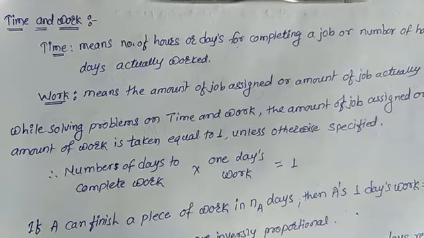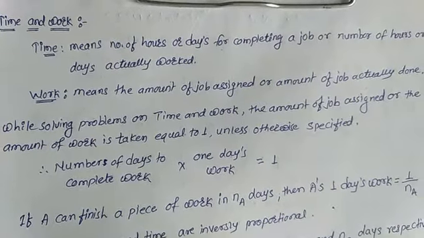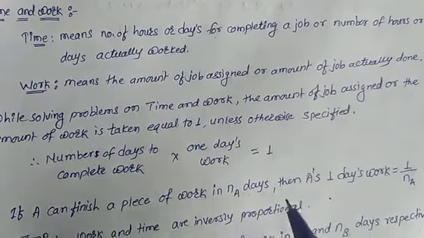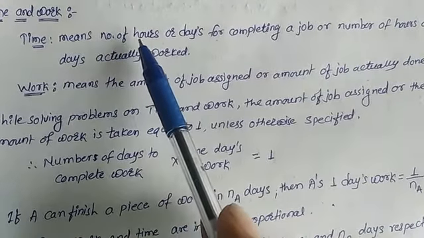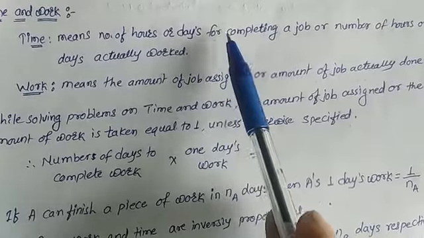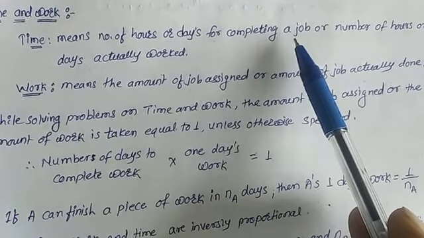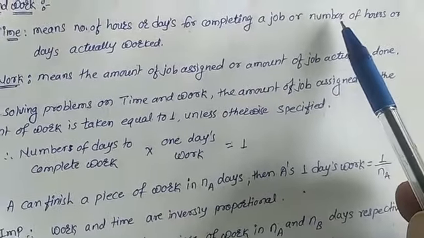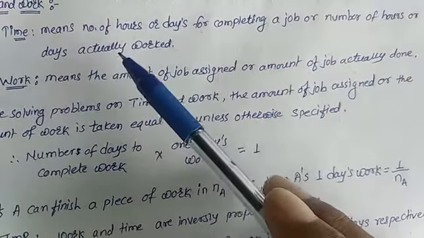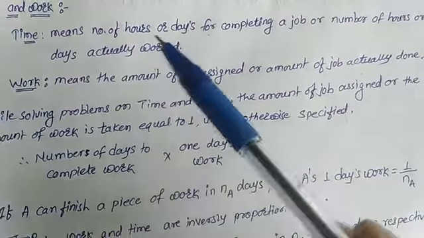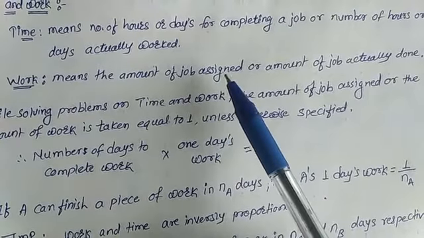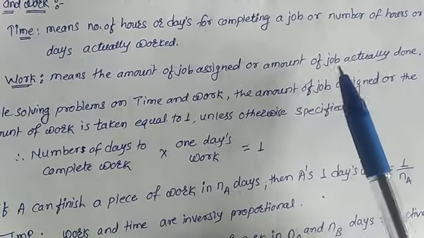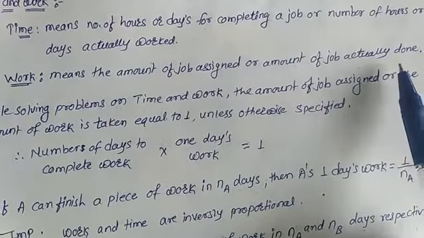Hi everybody, in today's lecture we are going to study time and work. Here, time means the number of hours or days for completing a job, or the number of hours or days actually worked. And work means the amount of job assigned or the amount of job actually done.